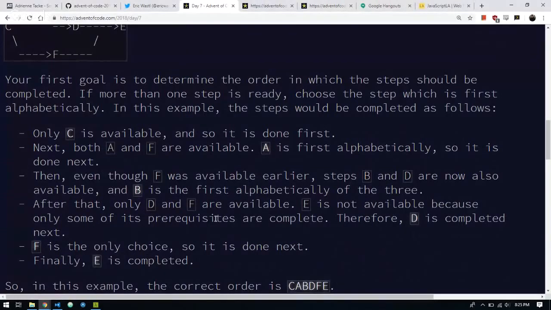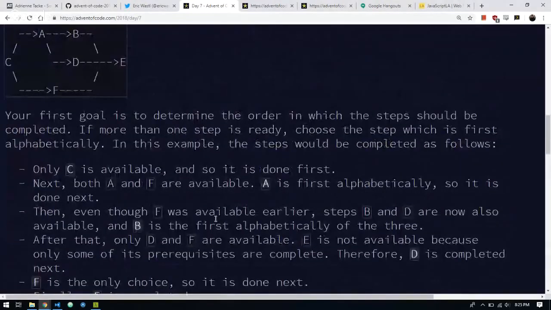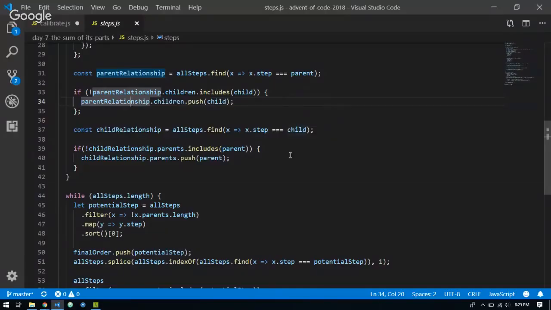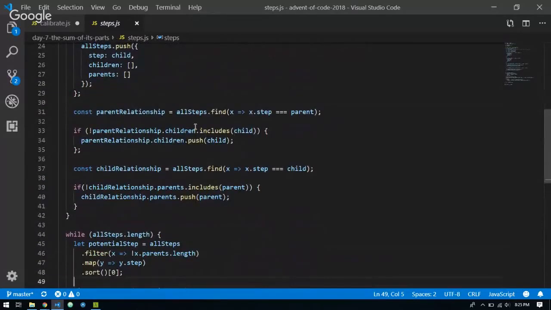Let's see. First, yes. First goal is to determine the order. So I needed to know the parent-child relationships. Which steps, if more than, oh, that's probably why. If more than one step is ready, so the sentence right here. If more than one step is ready, choose the step which is first alphabetically. So, let's see. But that doesn't come down till here. So that's why you sorted them down there. I believe so, but that's tying to the sentence I just said. So I'm still trying to figure out why I did this.